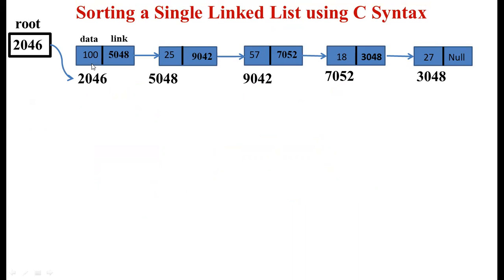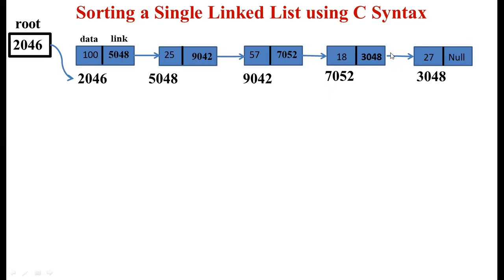First, we need to consider two pointer variables, of struct node pointer type. One pointer variable is initially pointing to the root. This pointer variable, which points to the first node, we need to compare with each and every node's data part in the linked list. Whenever we find a data part with a smaller value, we need to immediately swap it.